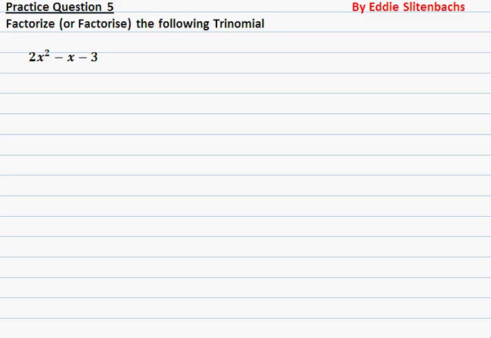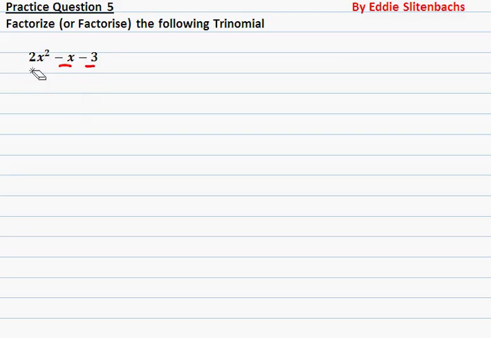This is practice question 5. We're still on factorising trinomials, and in this trinomial we've got to factorise 2x squared take away x take away 3. We always look at the three numbers, the coefficients, and see if we can simplify it at all. We've got 2, -1 and -3. There are no common factors with those three terms, so we can't simplify it.